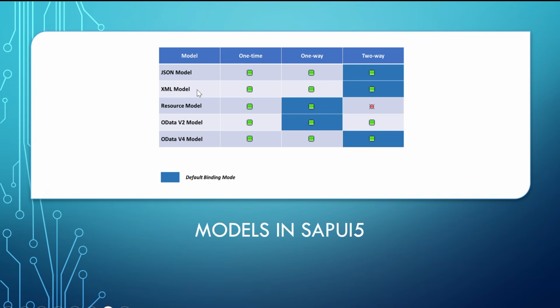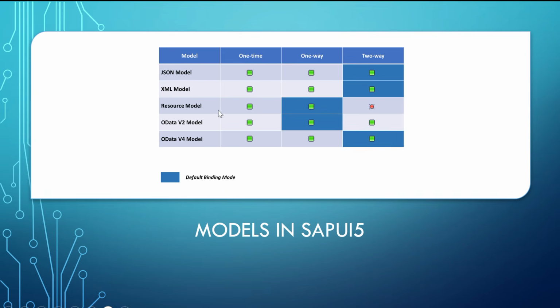Next, XML model. This XML model by default is two-way binding, and it supports one time and one way in the same way. But in most cases we will use only the JSON model, not the XML model. Why? Because the XML model holds only a limited set of data, but the JSON model supports bulk data. That's why we will use the JSON model all the time.